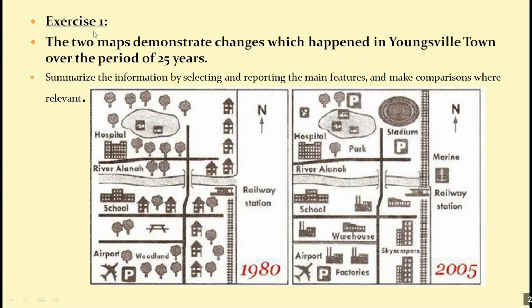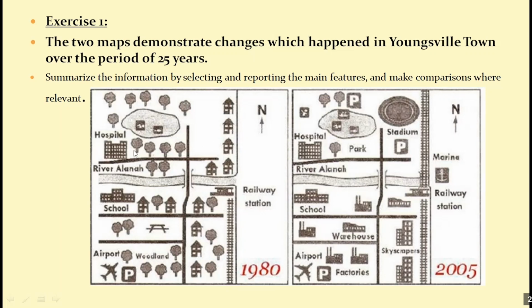Here's an exercise. The two maps demonstrate changes which happened in Youngsville town over the period of 25 years. Summarize the information by selecting and reporting the main features and make comparisons where relevant. So that's the city in 1980, and that's the same city in 2005. And as you can see, it's past and past. So in the two situations, you're going to use the past. Let's take a look at the first city. So you had, at the first map, I'm sorry.